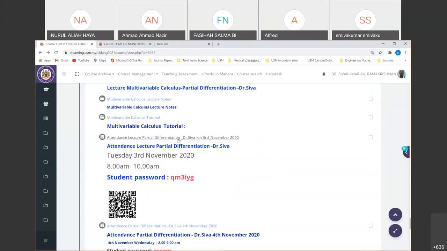I already added tutorial as well. In this tutorial, you can see there are two files. Hold on, it's a bit slow. I think it's quite heavy. Okay, in the tutorial, you can see there are two files; one is of examples.